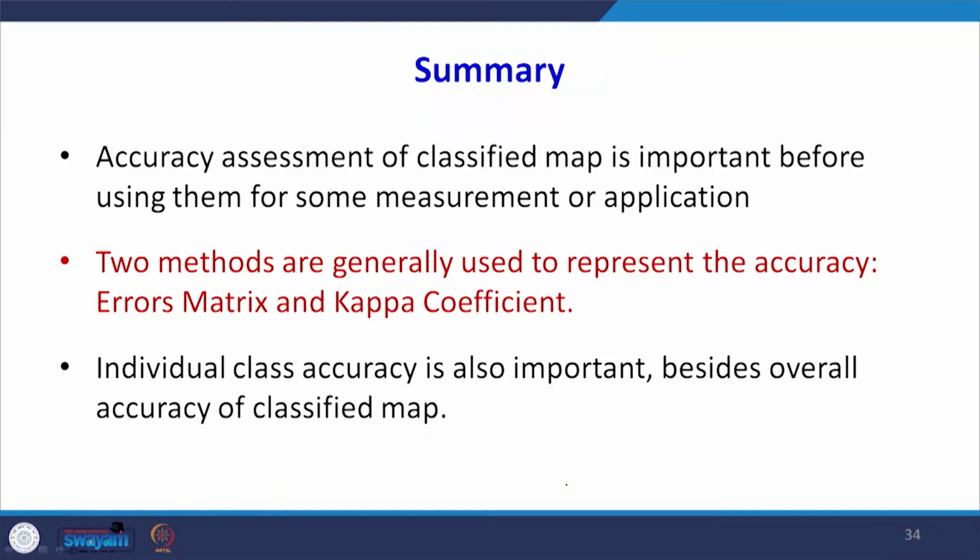So let us summarize the accuracy assessment procedure. Accuracy assessment is a statistical method. It is important to determine the accuracy of the classified map before we carry out measurements on the map or use that statistical data for an application. Suppose we determine the area of the forest cover. If the forest has been misclassified, then the area is erroneous, and we cannot use it in that application.